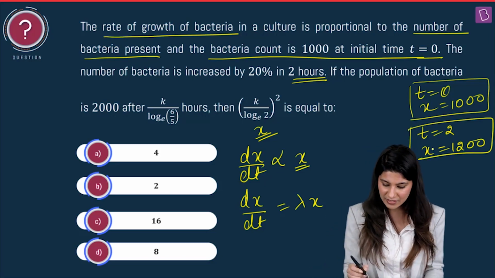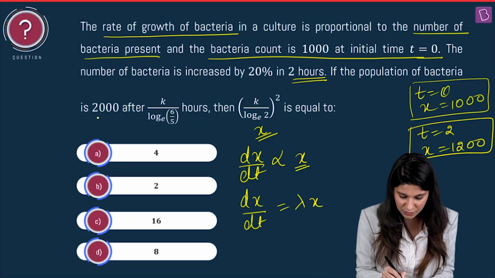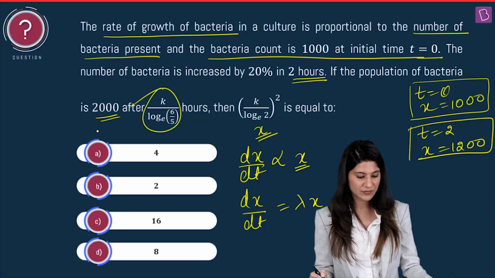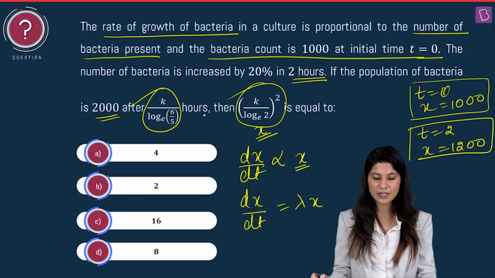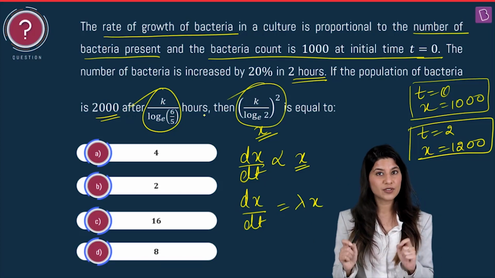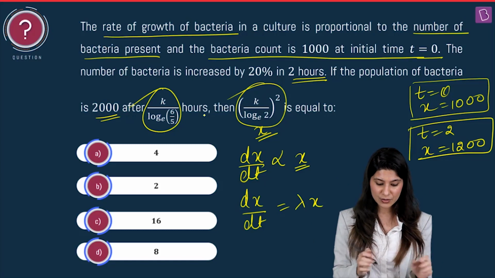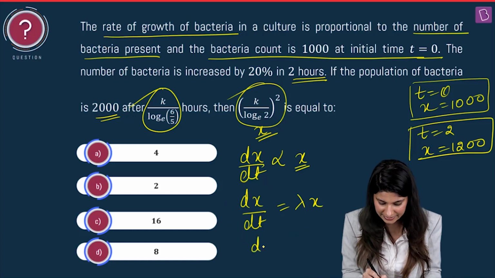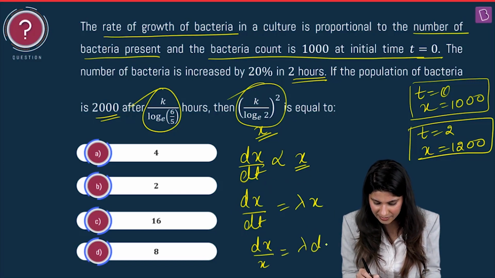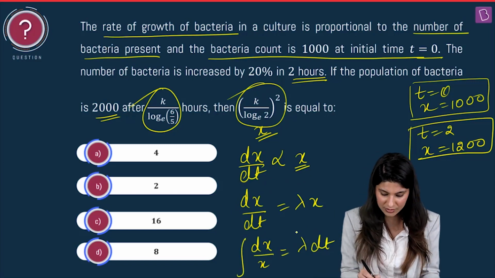It is given that the population of bacteria is 2000 after this many hours, which is k by log 6 by 5. Then we need to figure out the value of k by ln 2. In this, we need to figure out the value of k. So for that, we need to solve this differential equation. How to do that? By integrating. Yes, dx by x equals lambda times dt. Let's integrate on both the sides.